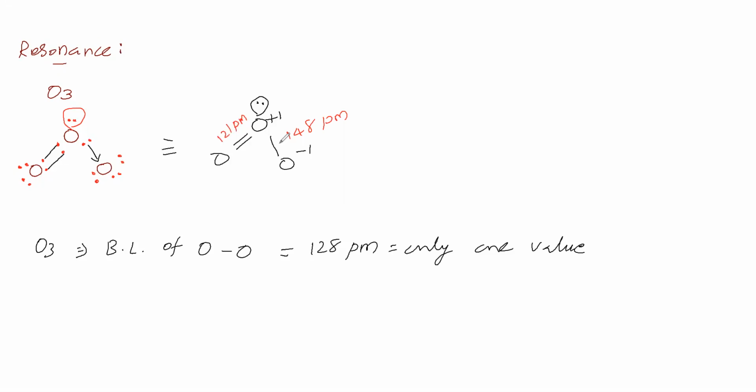Here we have written 148 picometer. This is not from the experimental bond length of ozone. Then how do we know 148? For example, I am taking hydrogen peroxide. The hydrogen peroxide structure is like this. Here an O single bond O is there.